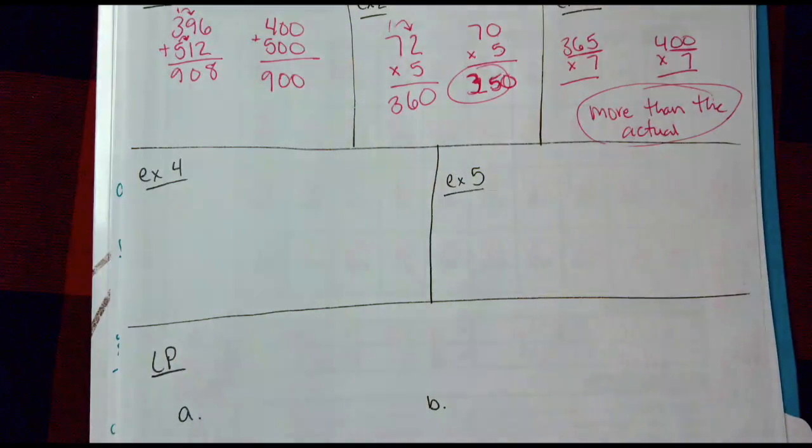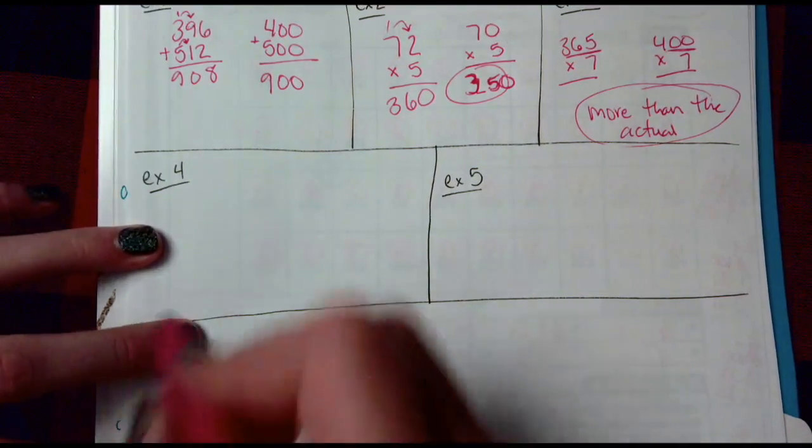Example 4 says estimate the answer to 43 divided by 8.